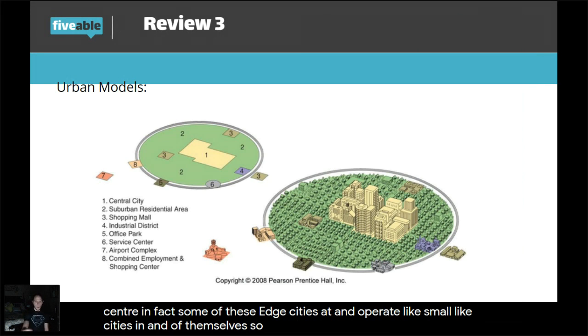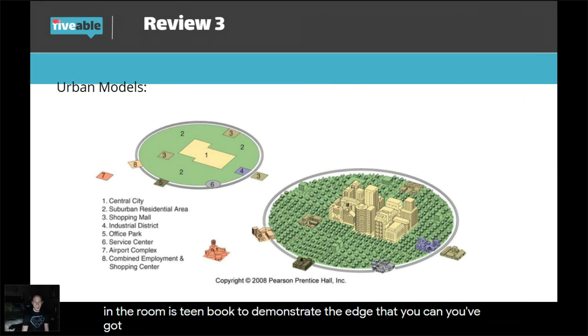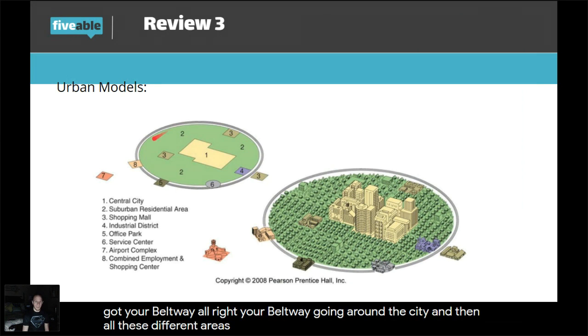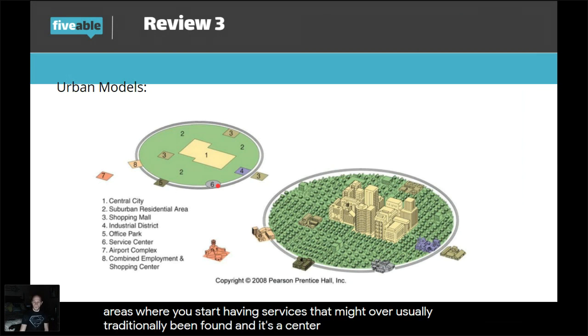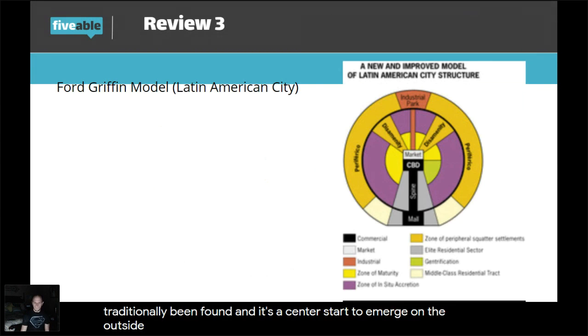So here's the model that's in the Rubenstein book to demonstrate the edge city. Again, you've got your beltway going around the city, and then all these different areas on the outside of it are going to be areas where services that might have traditionally been found in the city center start to emerge on the outside.